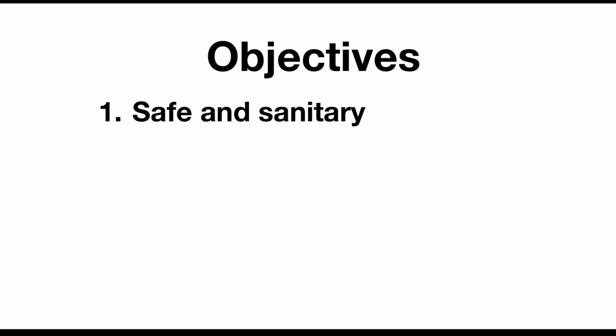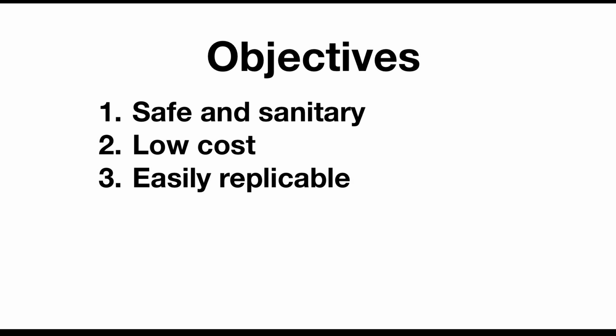So these objectives are that the device is safe and sanitary, which means that the user can't injure themselves while using the device, and that it doesn't allow the growth of bacteria. The device must be low cost, roughly under $50, so it's feasible for the restaurant to put into use. It must be easily replicable. The restaurant wants a total of 5 dispensers, so it can't just be something that we make one of and then we're done. It has to be able to be replicated.